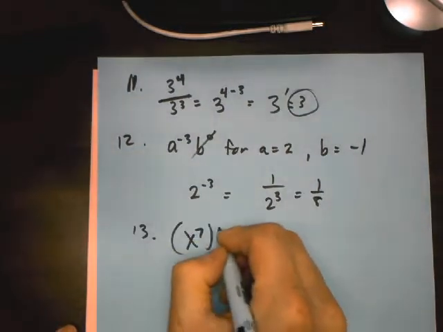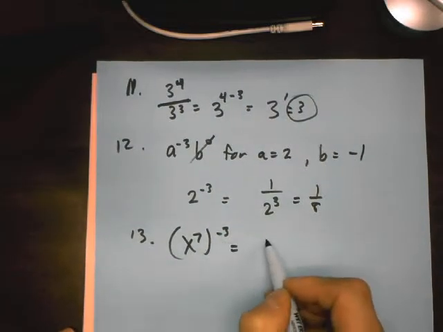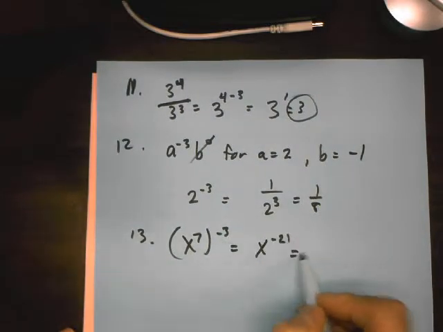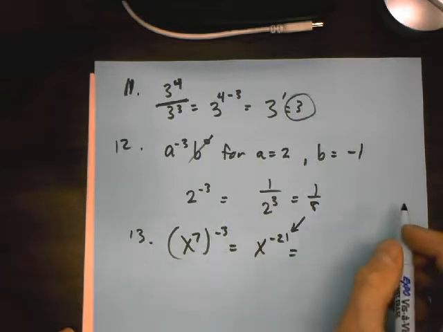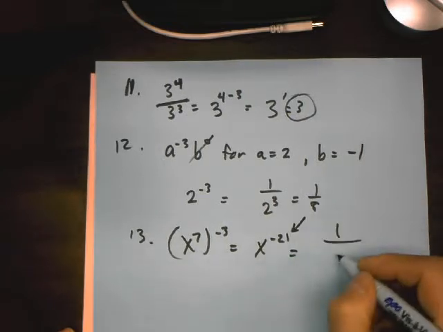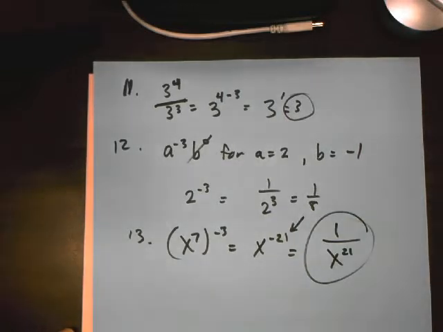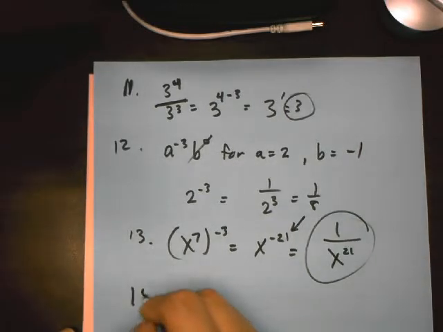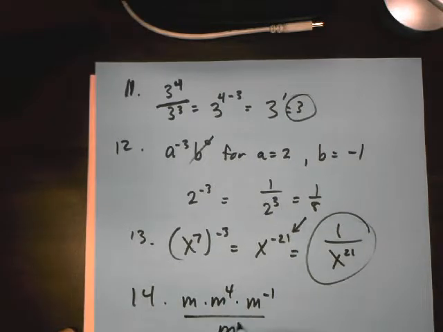Simplify x to the 7th to the negative 3rd. And this is where I have power next to a power, so I copy the base, multiply the exponent. And if it says simplify, negative exponents are not simplified, so since it doesn't say rewrite, it says simplify, I have to keep going until I'm done. There's 13.